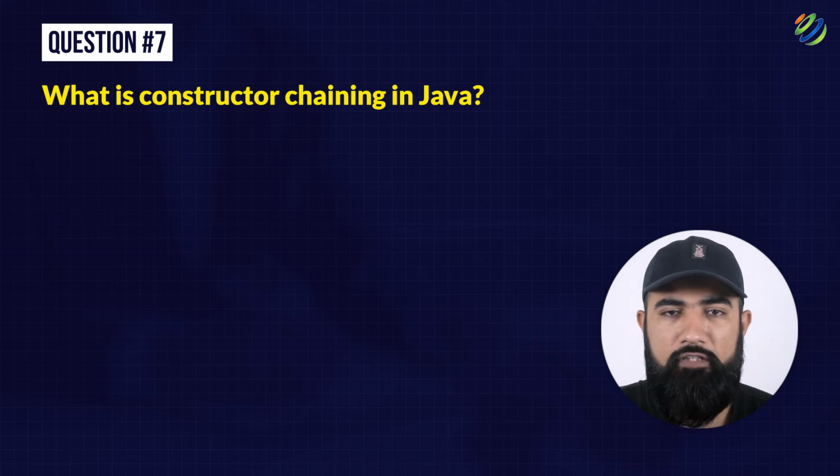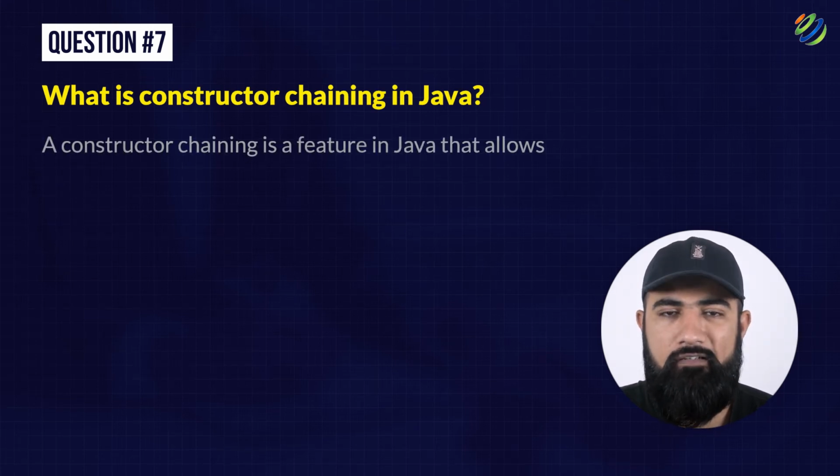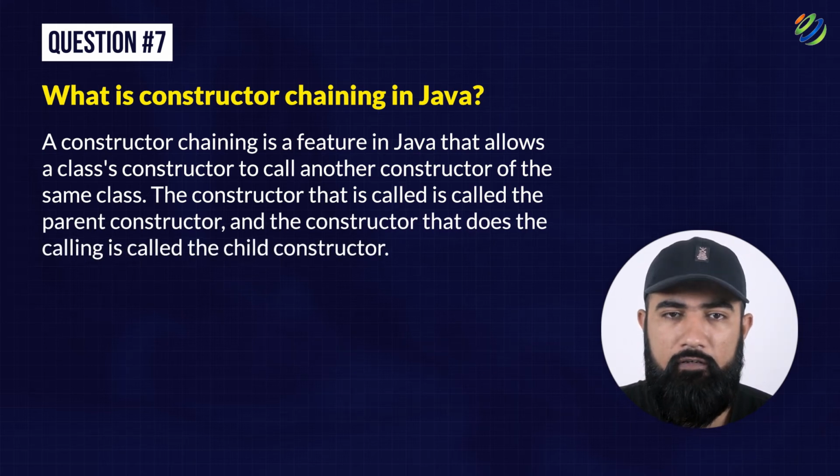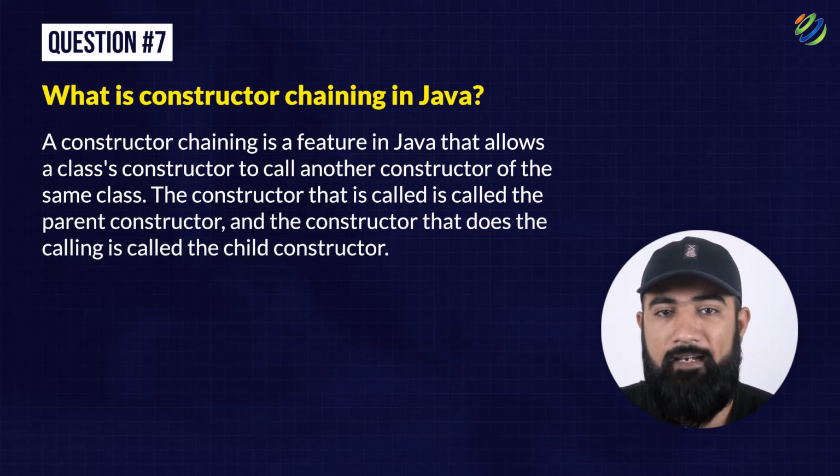Number 7. What is constructor chaining in Java? Well, constructor chaining is a feature in Java that allows a class constructor to call another constructor of the same class.